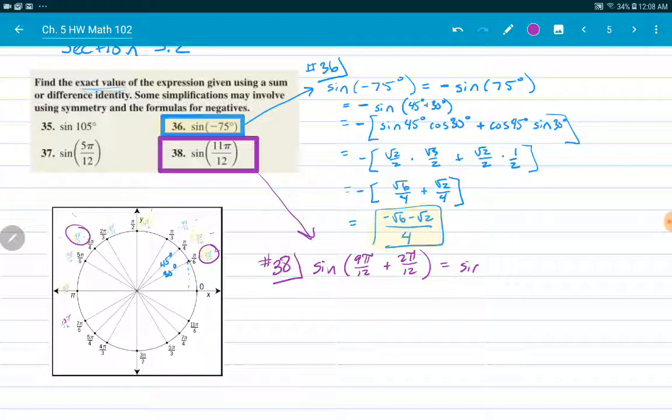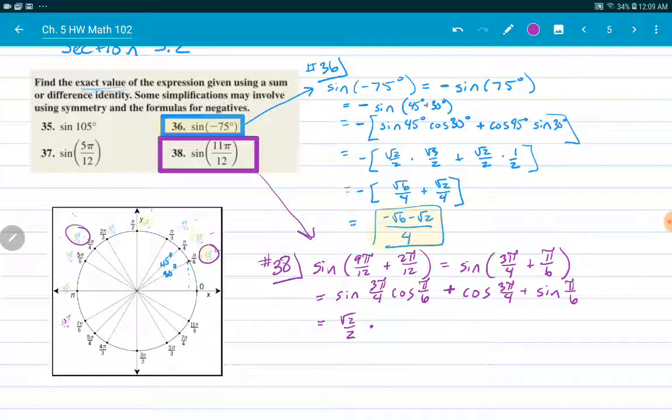And putting that in standard angles, 9 pi over 12 is 3 pi over 4. 2 pi over 12 is pi over 6. And then putting that into the identity, we get sine of 3 pi over 4, and then a cosine of pi over 6. Keep the same sign, flip the function. Okay, and then using my unit circle, I can see that sine of 3 pi over 4 is radical 2 over 2.